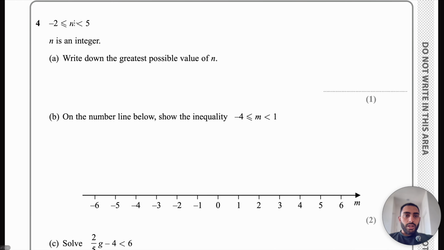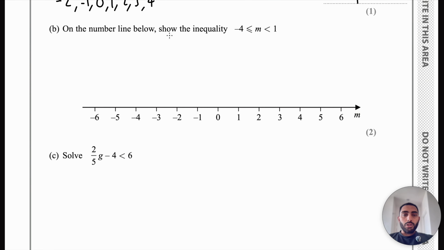Question 4. N is greater than or equal to -2, so n could be -2 and above, and less than 5. And n is an integer. Integer just means a whole number, so like 1, 2, 3, 4, you're counting numbers. Let's write the numbers n could be. So we know it could be -2, -1, 0, 1, 2, 3, and 4. It can't be 5 because it's not less than or equal to. Write down the greatest possible value of n, so that would be 4.